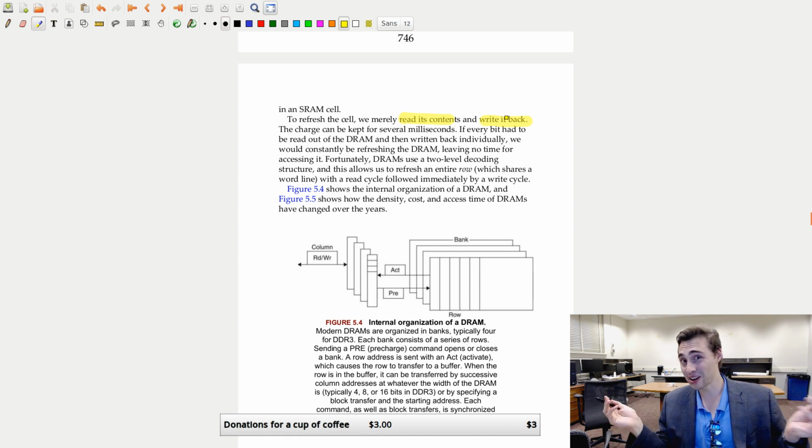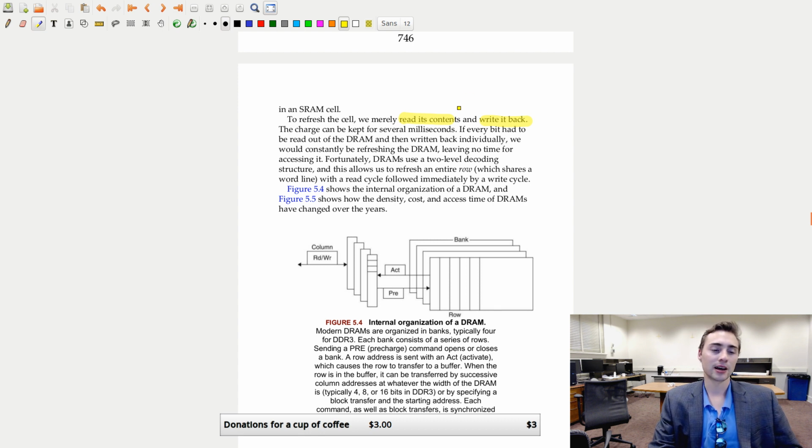How caches are designed, or how DRAM cells are designed, I leave that as an exercise to the viewer. We may talk about that on another stream, though. Okay. So like we said, all we really need to know is that when we need to do a refresh, we have to read the contents and write it back to the same spot.